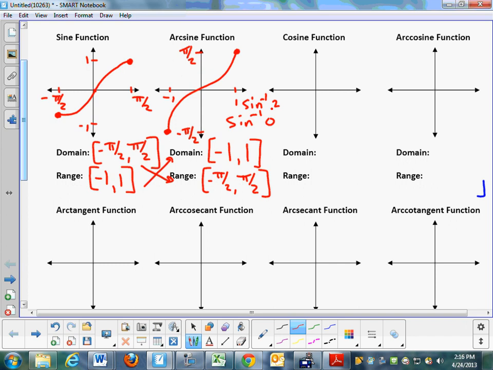Let's try the cosine, okay? We're going to map cosine from positive 1 up here. They're already bored. Oh, gosh.